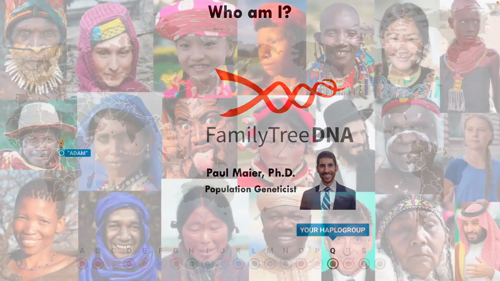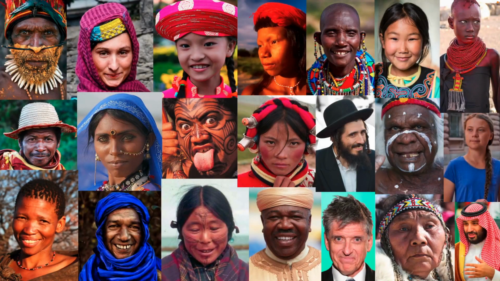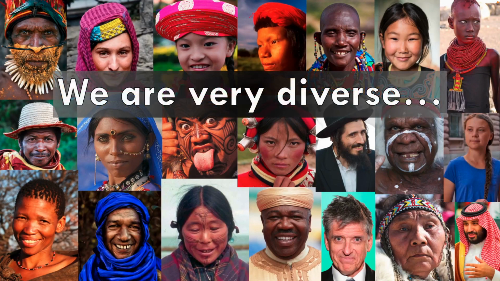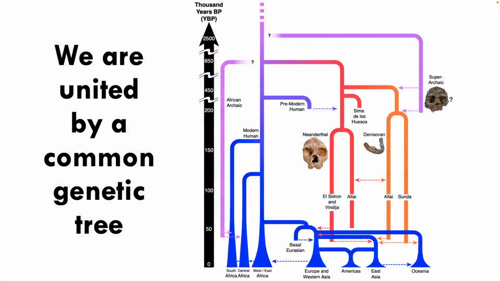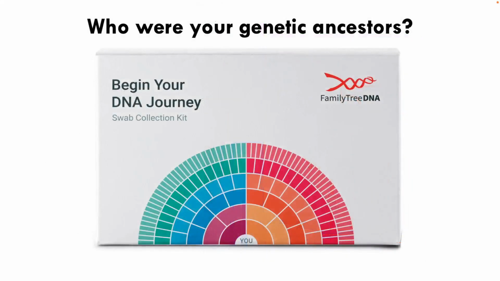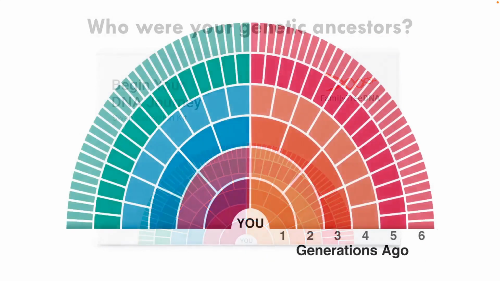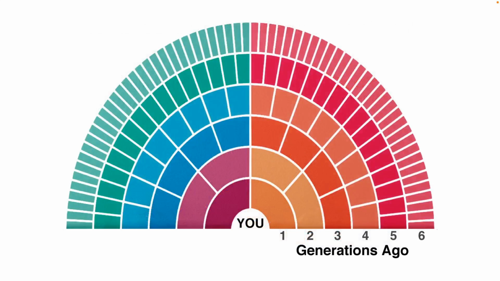To begin, let's remember that we are an extremely diverse species. We've trekked across the globe for thousands of years, and as a result, there's a genetic tree that unites all people, although the tree is somewhat different for each segment of DNA. If we try to identify our ancestors using a DNA kit like this one, we might be able to do so with autosomal DNA. With some hard work and luck, you can find ancestors stretching back 6 generations ago.